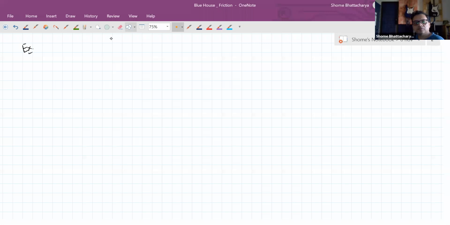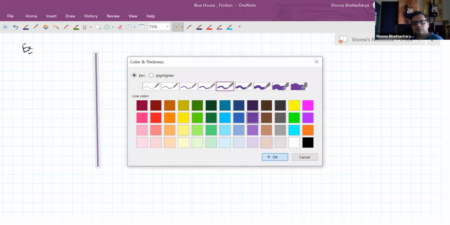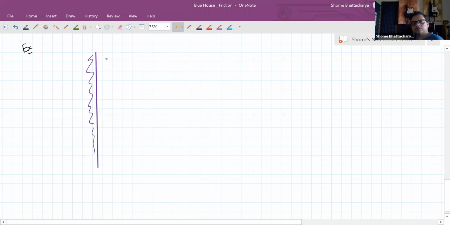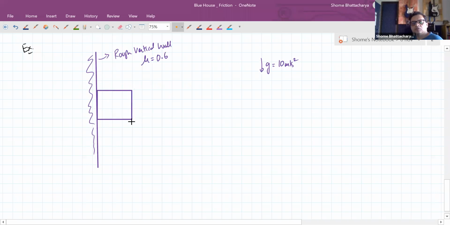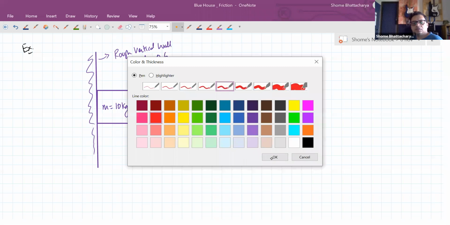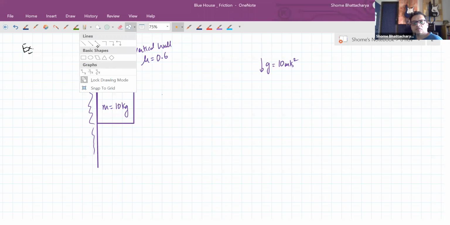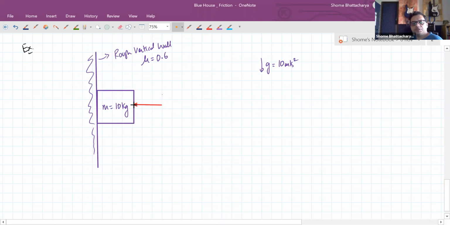Now next example we have this situation. There's, let's say, a vertical wall which is rough, and it has a common value of static and kinetic friction given to us, 0.6, and g is 10 meters per second square. Now there is a block of mass 10 kg, and what we are doing is initially we are pushing the block, or keeping it pinned against the wall by application of an external horizontal force.